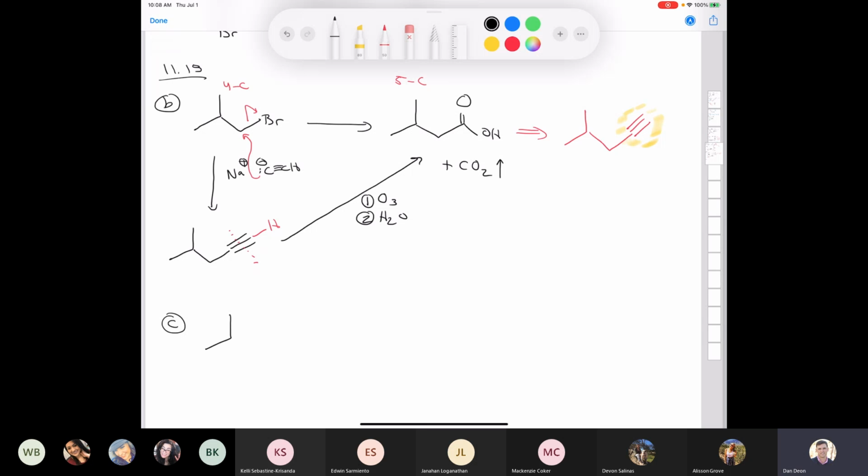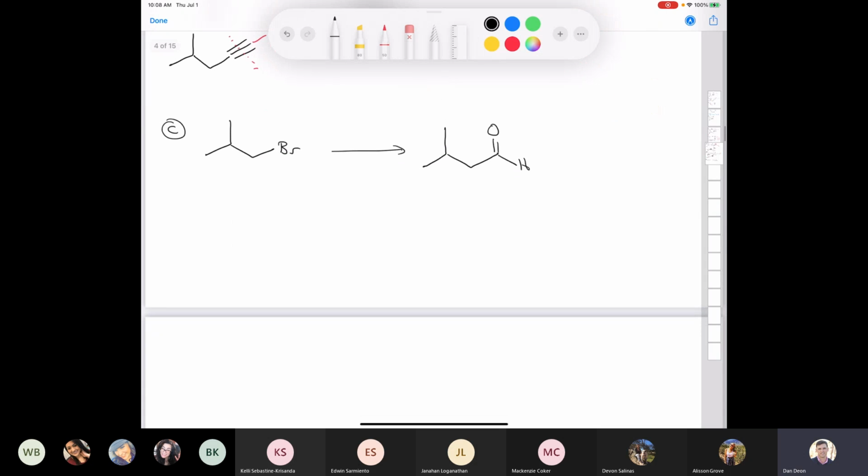All right. In the next one, we have the same primary alkyl halide, and we're taking it and converting it into an aldehyde. Again, this is one of those situations where we don't have many ways to make an aldehyde, do we? In terms of what we've learned in Organic Chemistry 1, what's a way that we could make an aldehyde?